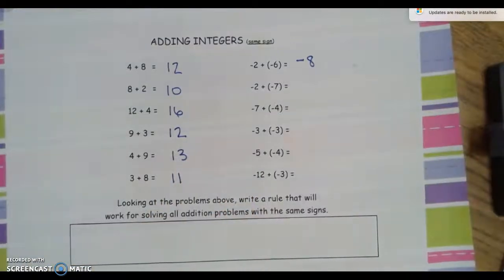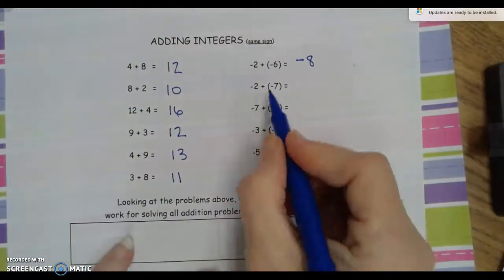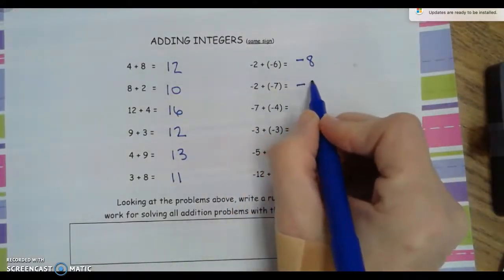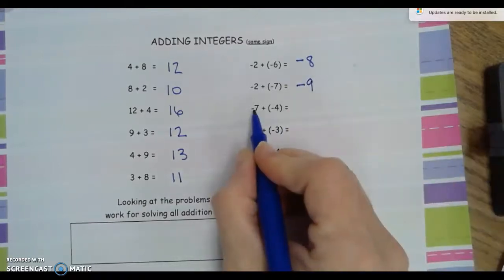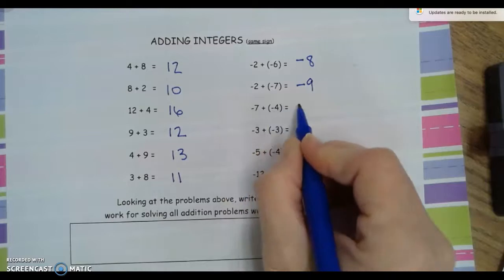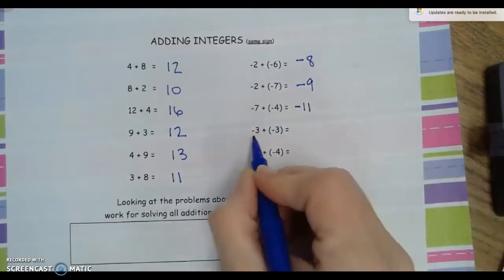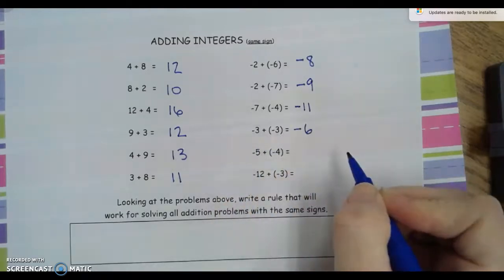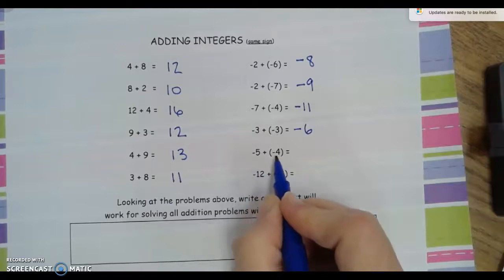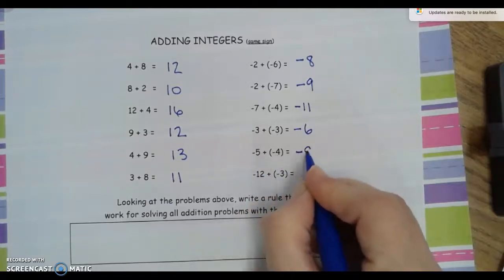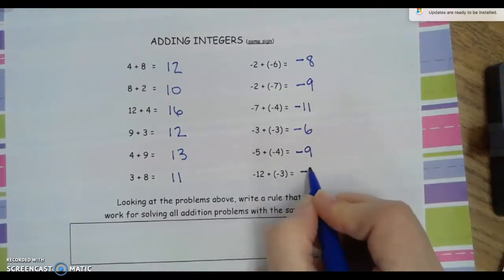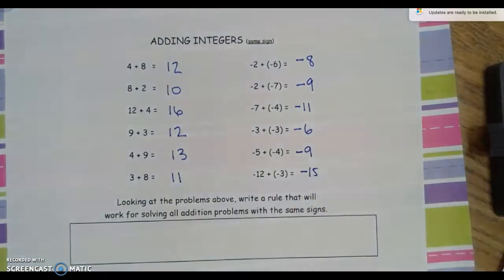But I'm going to think about it like money. Okay, we talked about money earlier this week. If you lost $2 and then you lost $7, altogether you've lost $9. If you lost $7 and then you lost 4, you lost 11. If you lose 3 and you lose 3 more, altogether you've lost 6. If you lose 5 and then you lose 4, you've lost 9. And here, if you lose 12 and then you lose 3, you've lost 15. And I would probably cry with any of those because I don't like to lose money.